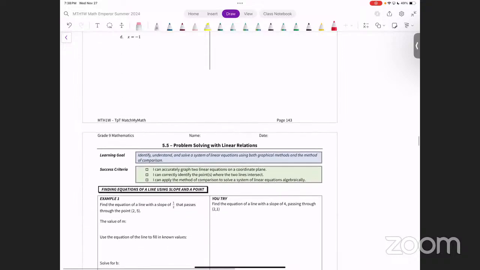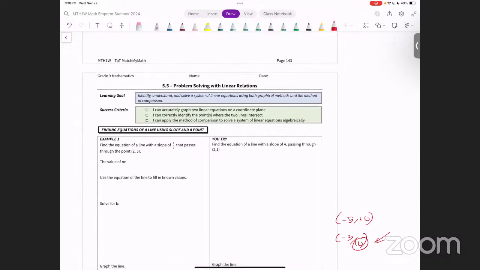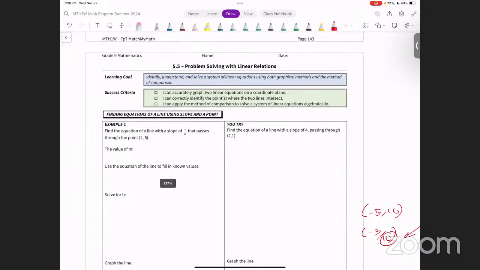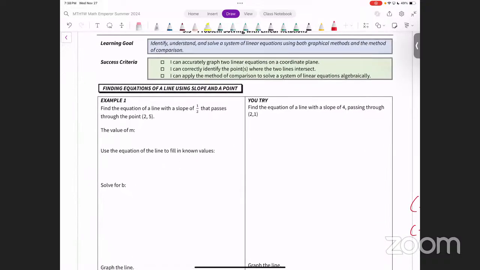We're going to move back to problem solving with the linear relation. So, application. Let's go back to the first example. Find the equation of the line that has a slope of 1/2 and passes through the point 2 comma 5. For any equation, you need to find two things, mx plus b. You need to find m and b.